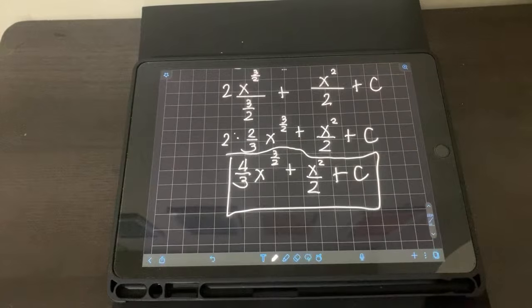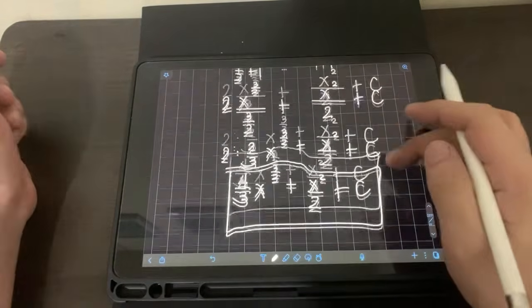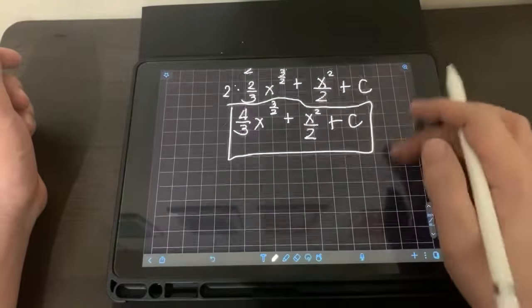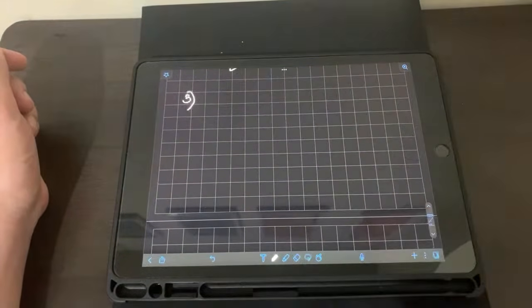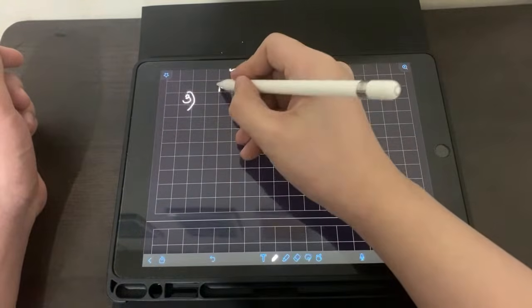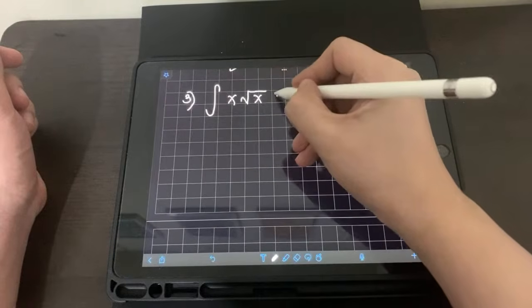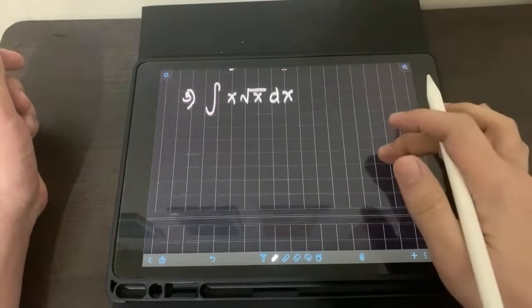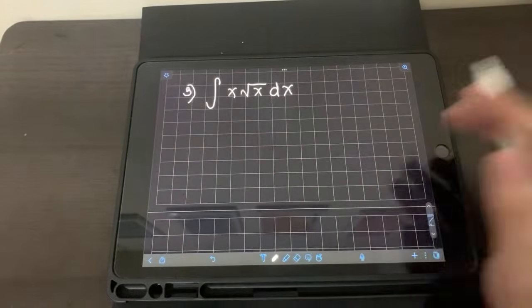Okay, so let's have the third problem. So let's evaluate the integral of x square root of x dx. So how can we evaluate this integral?